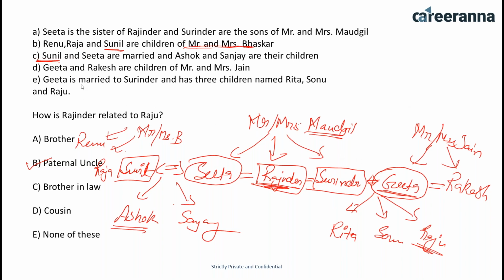Again, we use the same thing on the Geeta side. Geeta is married to Surendra, and they have 3 children, Ritu, Sonu, and Raju. And Geeta and Rakesh are the children of Mr. and Mrs. Jain. So that's how we find out Bhaskar and Jain. I think now your doubt is clarified. If you have any doubt, you can also ask it.